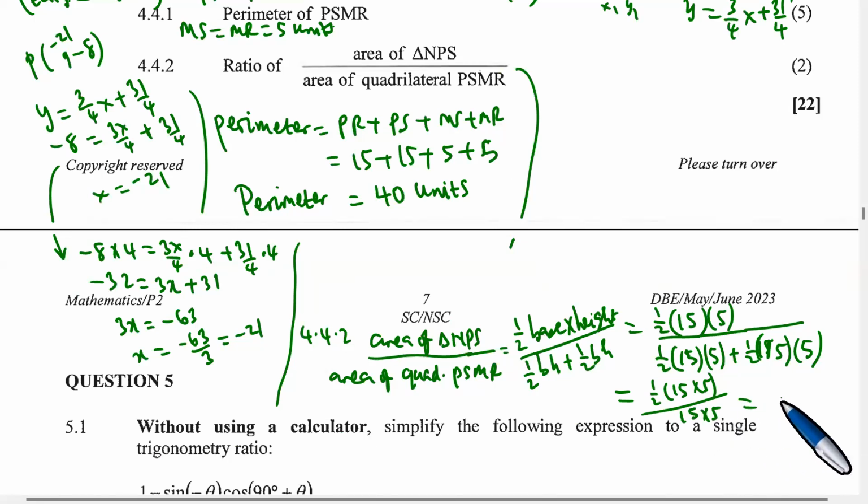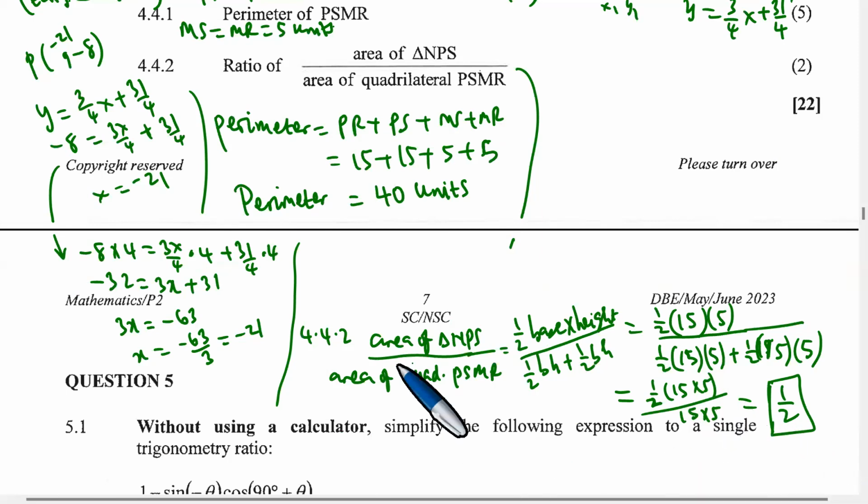And this is the same as what? This is the same as 1/2, because there's 1/2 here. So this 15 cancels 15, 5 cancels 5, giving us 1/2.